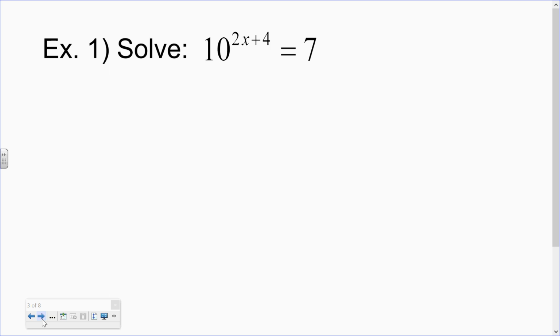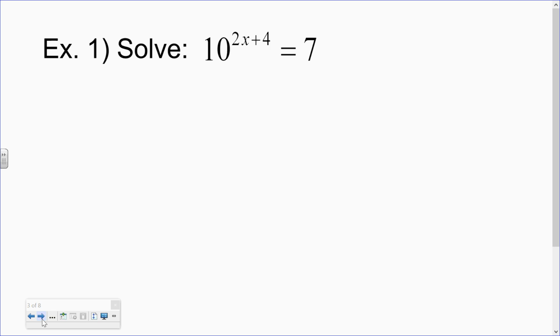So first one that we're going to do is to solve 10 to the 2x plus 4 equals 7. So x is in the exponent on this, so this one is an exponential equation. So we need to take the log of both sides. So we have to decide log base what of both sides.